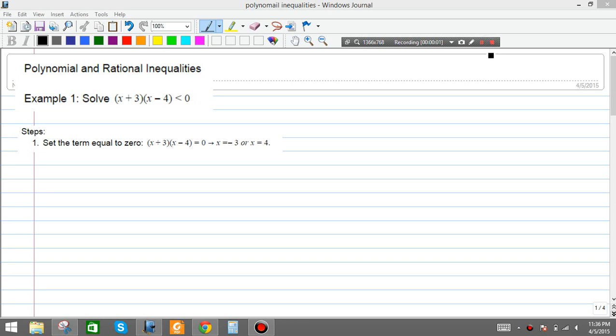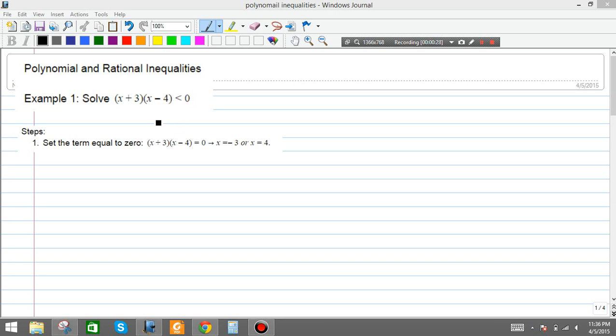Okay, we are working on polynomial and rational inequalities, and first we'll start off with polynomial inequalities. Here's an inequality: (x + 3)(x - 4) < 0. I'm looking for all the x's that will make this true. For instance, negative 1. If you plug in negative 1, you get a negative number. So negative 1 is a solution.